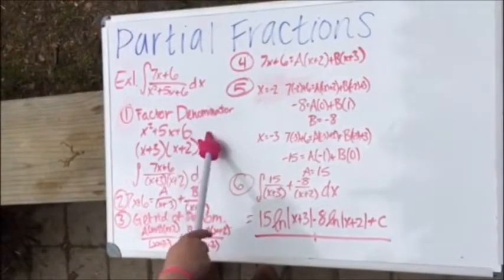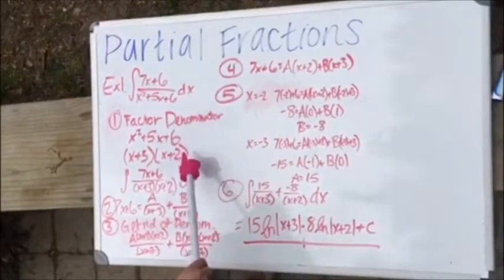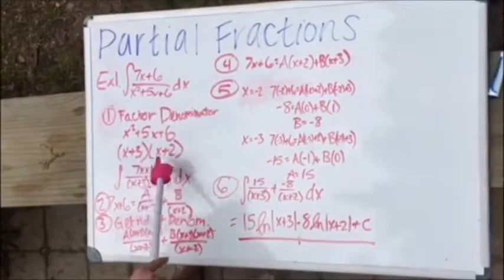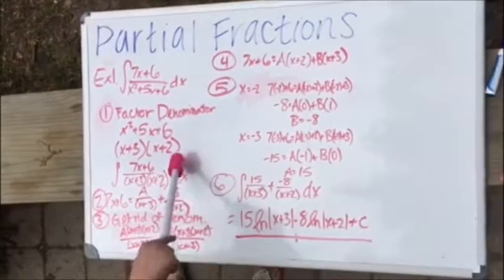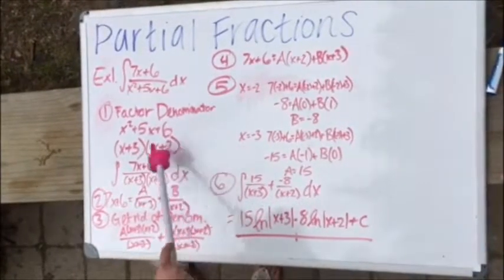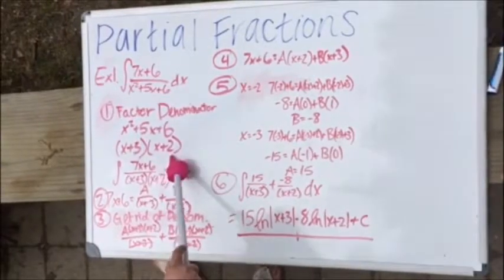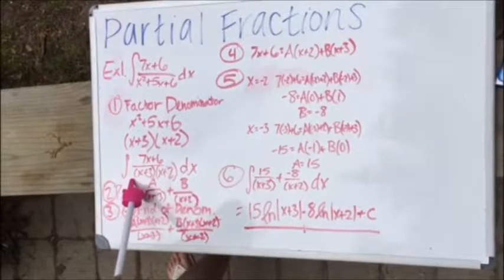And be careful when you're factoring. I know I make a bunch of stupid mistakes when factoring, so be careful and make sure that your positives and negatives are in the right places. A lot of stupid mistakes are made at this step. So our denominator factors out to x plus 3 and x plus 2. So we're going to rewrite that into our equation.